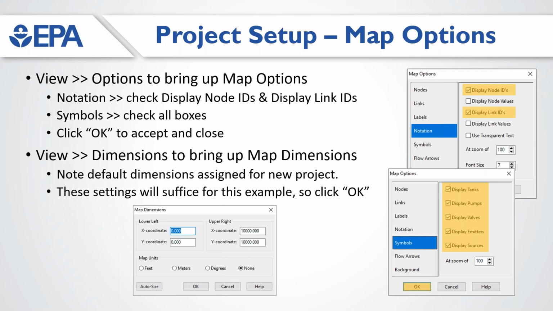We'll also double check the map scale settings in the map dimensions window. Just take note of the default dimensions assigned for a new project. These dimensions are fine for this example, so we'll just click OK and we won't change anything. And now I'll show you a short video of how to do this. And again, try to follow along in EPANET.